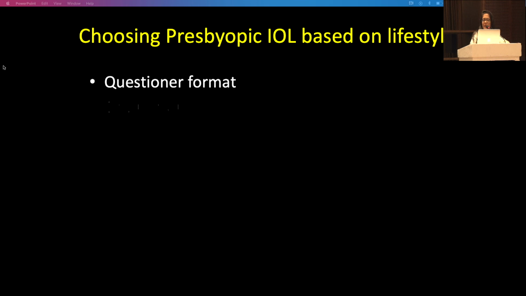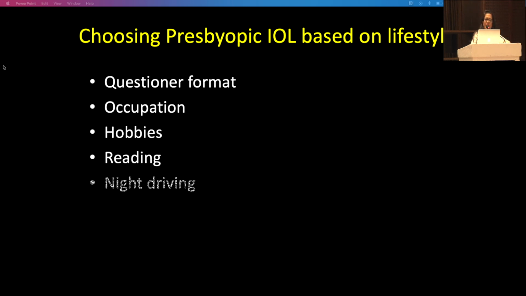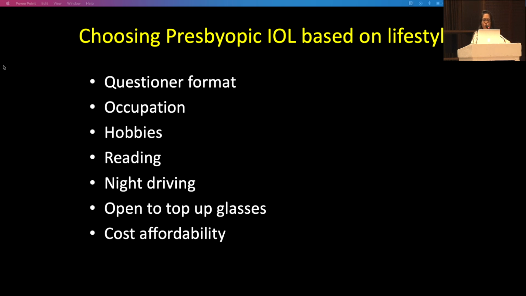So this is very important, as I said, to talk to the patient to understand what their occupation is, how much distance they need, what intermediate work they are doing, how much reading they are doing at night, how much night driving they have, and if they are open to using glasses for any small residual refractive error. If you have that kind of detailed discussion with your patient, then post-operatively you won't have them so unhappy, or they are already mentally prepared.